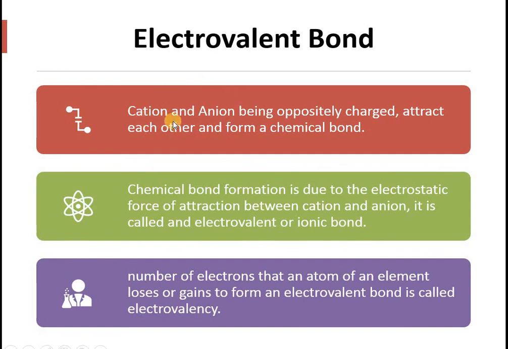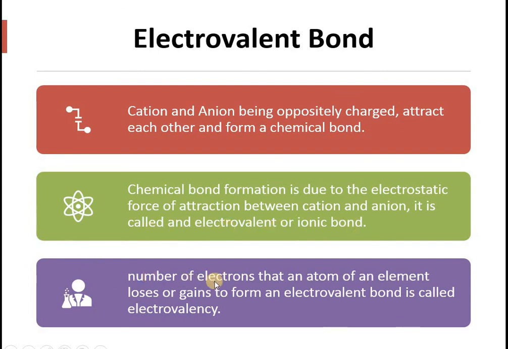Now cation and anion, being oppositely charged, attract each other and form a chemical bond. So this bond formation is due to the electrostatic force of attraction between cation and anion. So it is called an electrovalent or ionic bond.